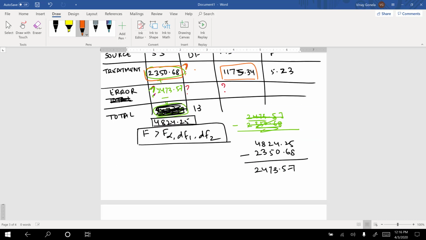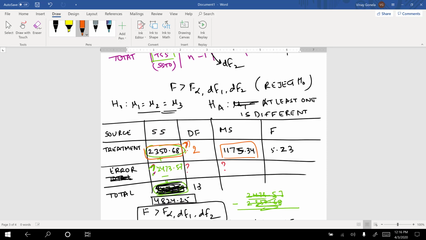So I'm going to do 2350.68 divided by the question mark, maybe I will put double question mark here, should be equal to 1175.34. So if I calculate the question marks, I can take these question marks that side and bring this here. So our question marks would be 2350.68 divided by 1175.34. So if you calculate this, you will get this as 2.